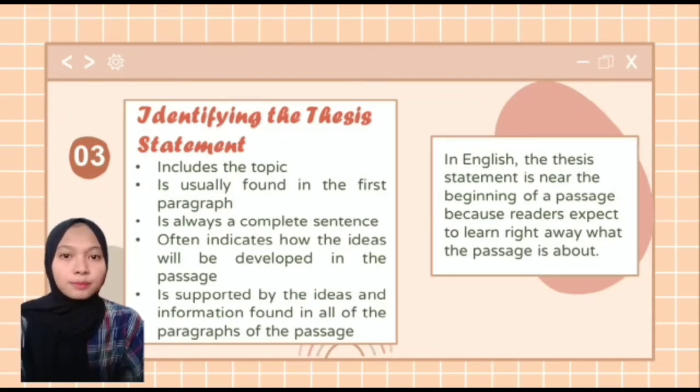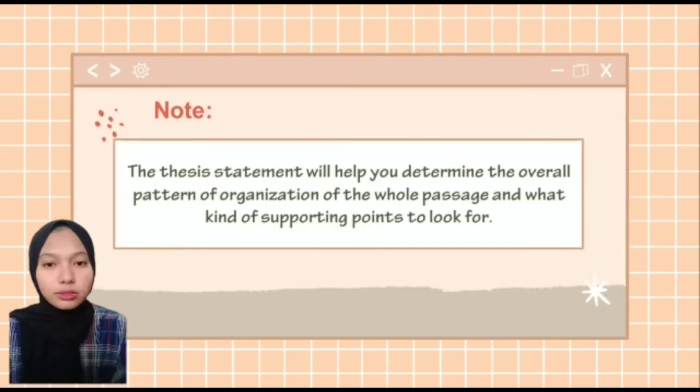In English, the thesis statement is near the beginning of a passage because readers expect to learn right away what the passage is about. In other languages and cultures, this is not necessarily true. For note, the thesis statement will help you determine the overall pattern of organization of the whole passage and what kind of supporting points to look for. In each of the paragraphs after the thesis statement, the main idea supports the thesis statement and often includes a signal word for the overall pattern of the passage.